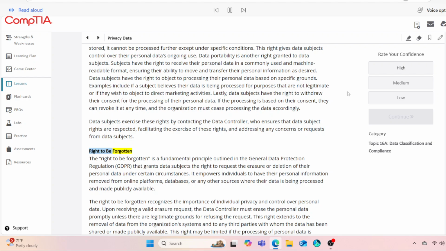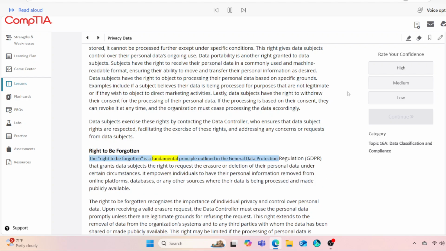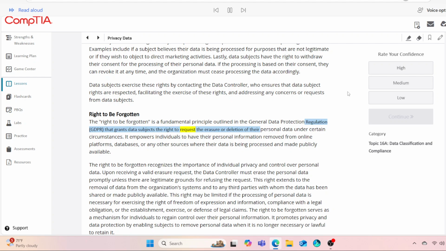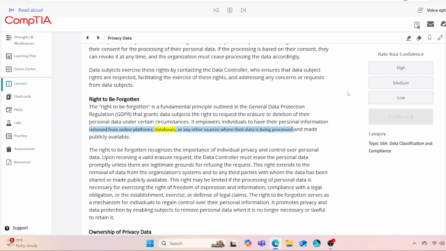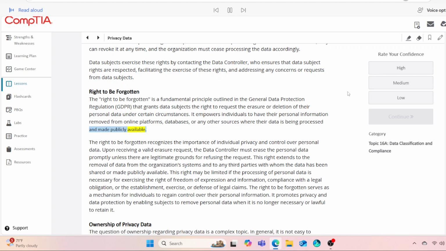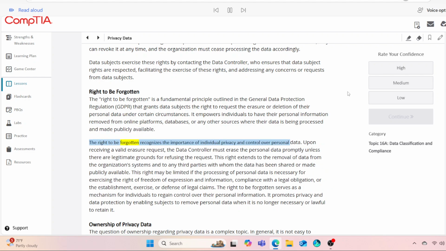Right to be forgotten. The right to be forgotten is a fundamental principle outlined in the General Data Protection Regulation, GDPR, that grants data subjects the right to request the erasure or deletion of their personal data under certain circumstances. It empowers individuals to have their personal information removed from online platforms, databases, or any other sources where their data is being processed and made publicly available. The right to be forgotten recognizes the importance of individual privacy and control over personal data.